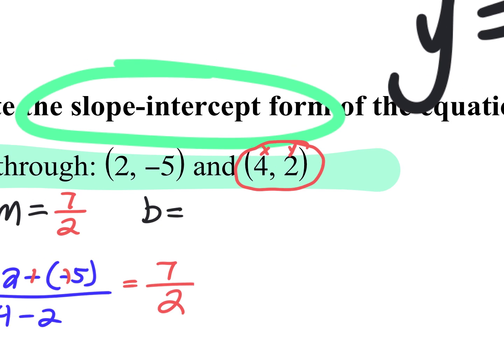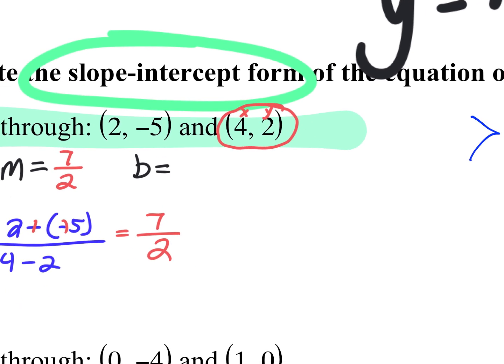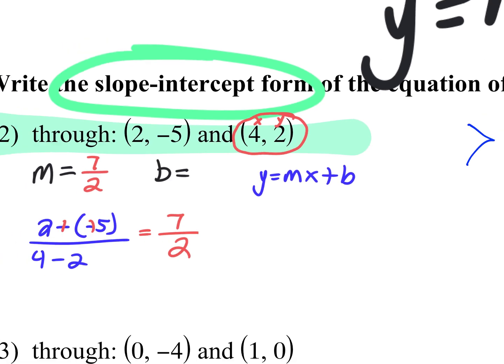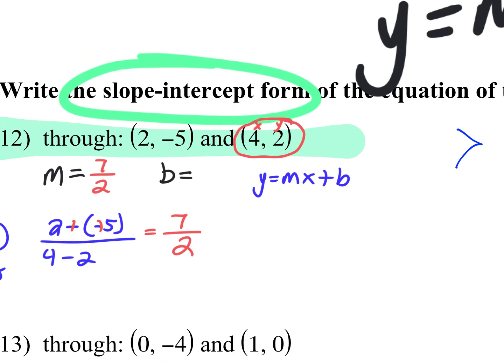I'm going to put an x here and a y here. So again, I'm going to go back to y equals mx plus b. What am I going to plug in for y? 2. What am I plugging in for my m? 7 over 2. Times, what am I plugging in for x? 4, so 4 over 1. And then plus b.